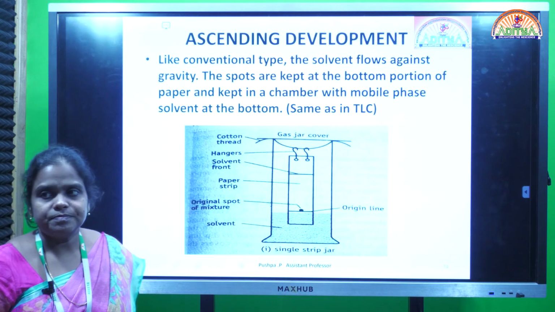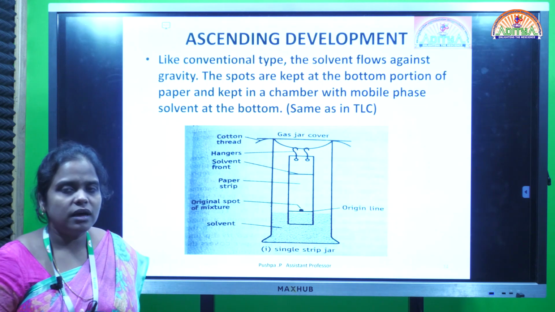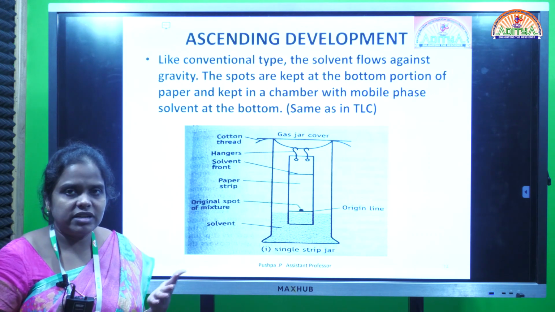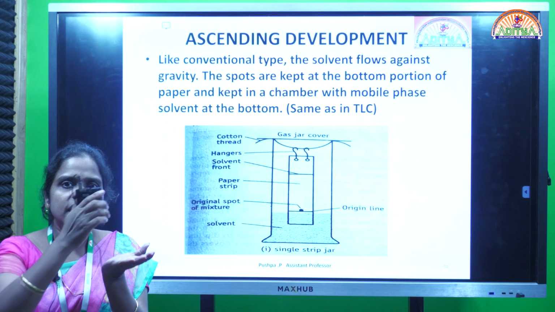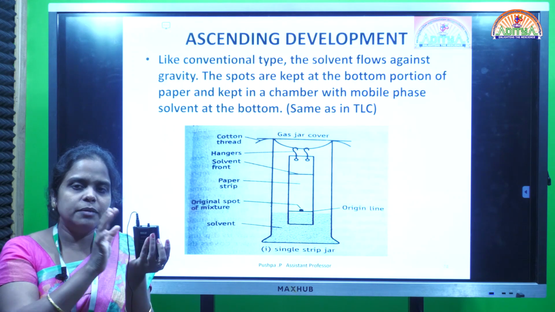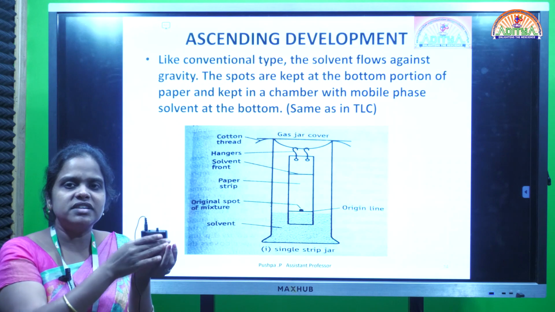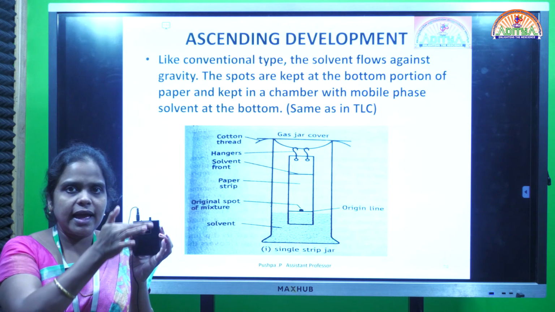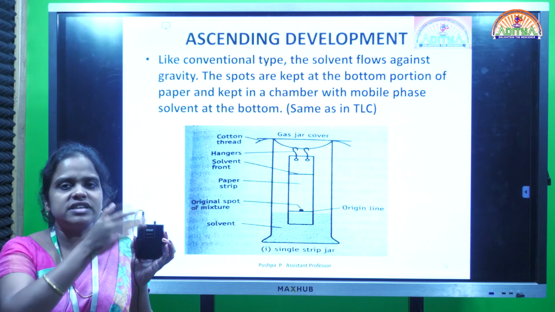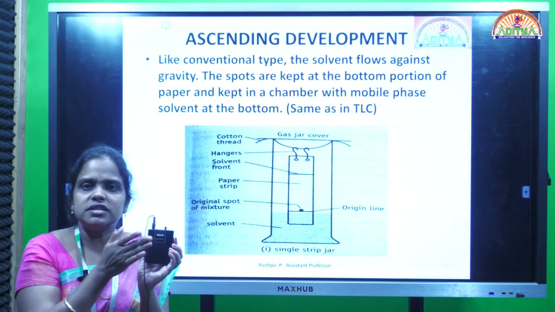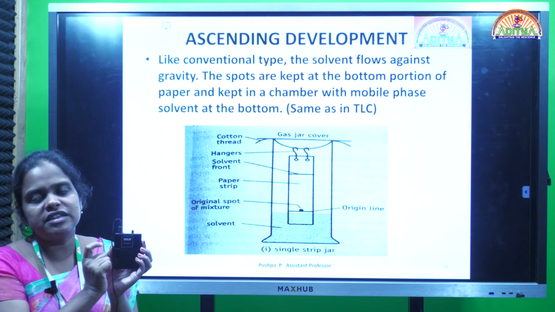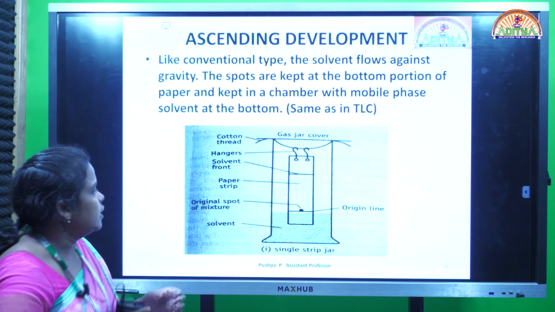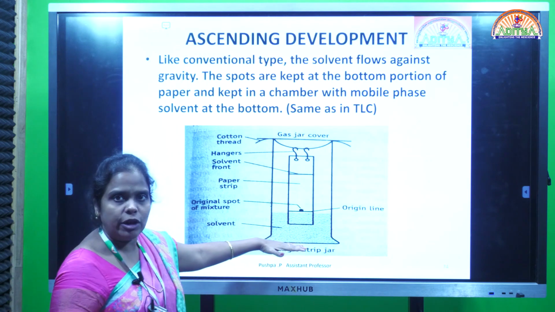First of all, this is ascending development. In ascending development, you already know ascending means against the gravitational force. We take the beaker and keep the paper in that beaker. The mobile phase will be there, and you keep the paper which has the sample spots, and the sample moves against the gravitational force. If the sample has more affinity towards the mobile phase, it will move or elute fast. If it has less affinity with the mobile phase or more affinity with the stationary phase, it will elute slowly.